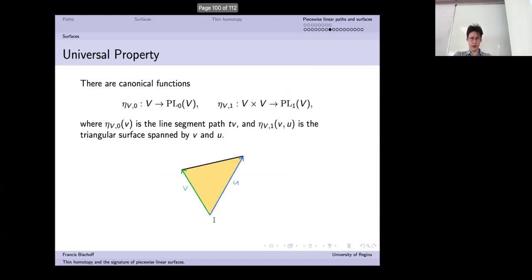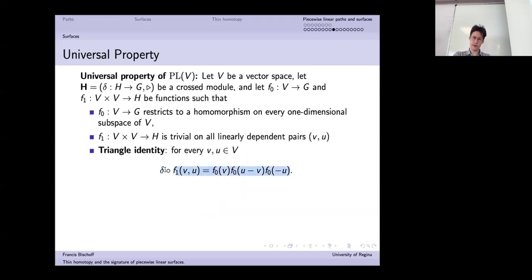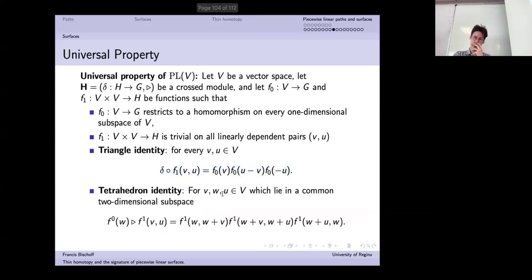So if I go back to the picture, it's saying I take this surface of VU, and I take its boundary, that's V, U minus V minus U. That's exactly what this is saying. Okay, and then there's one more property, which is called the tetrahedron identity.